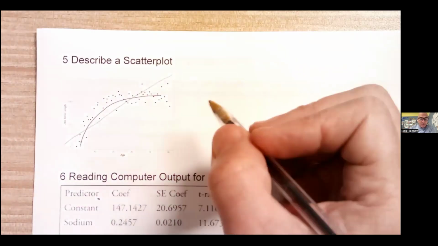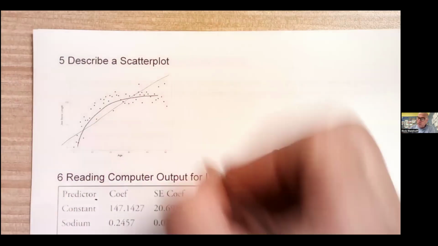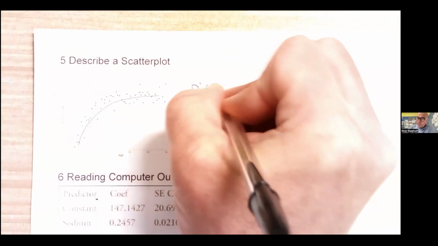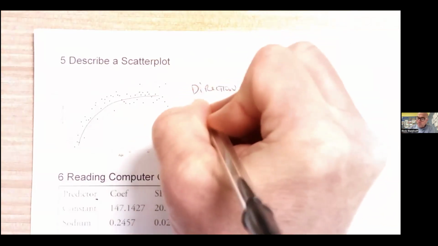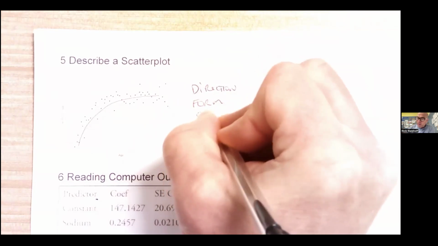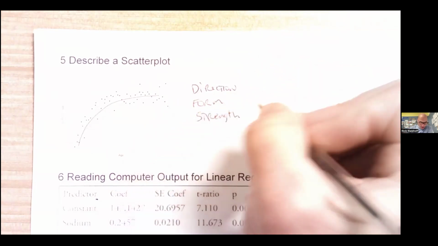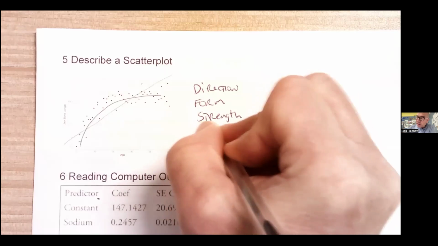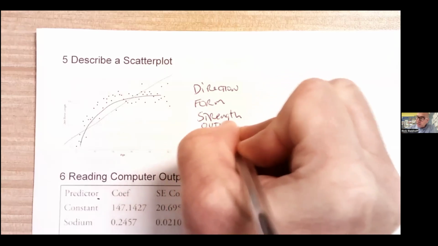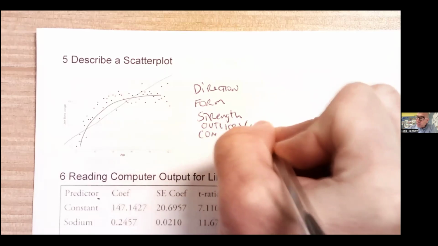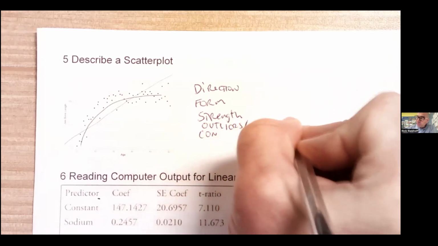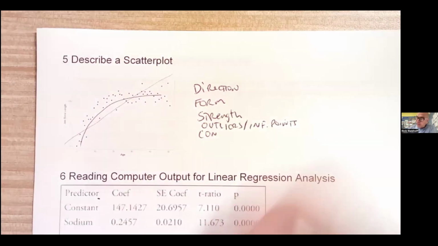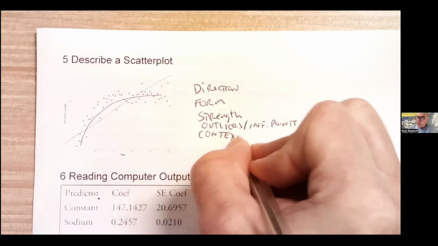So for this one, we are going to talk about direction, form, strength, and put it in context, any outliers or influential points. And then we're going to put it in context at some point, right?